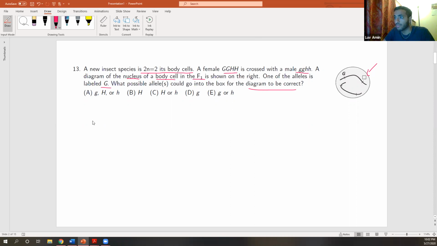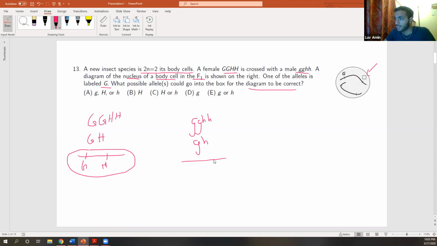Well, what do we know? The female was homozygous dominant, right? So the possible allele it would have given out is probably just G and H, right? So if we do something like this, it would be a G and an H. So this is coming from the female. And then the male is homozygous recessive for both. So the only possible combination would be little g, little h, right? So we'll have a little g and a little h.